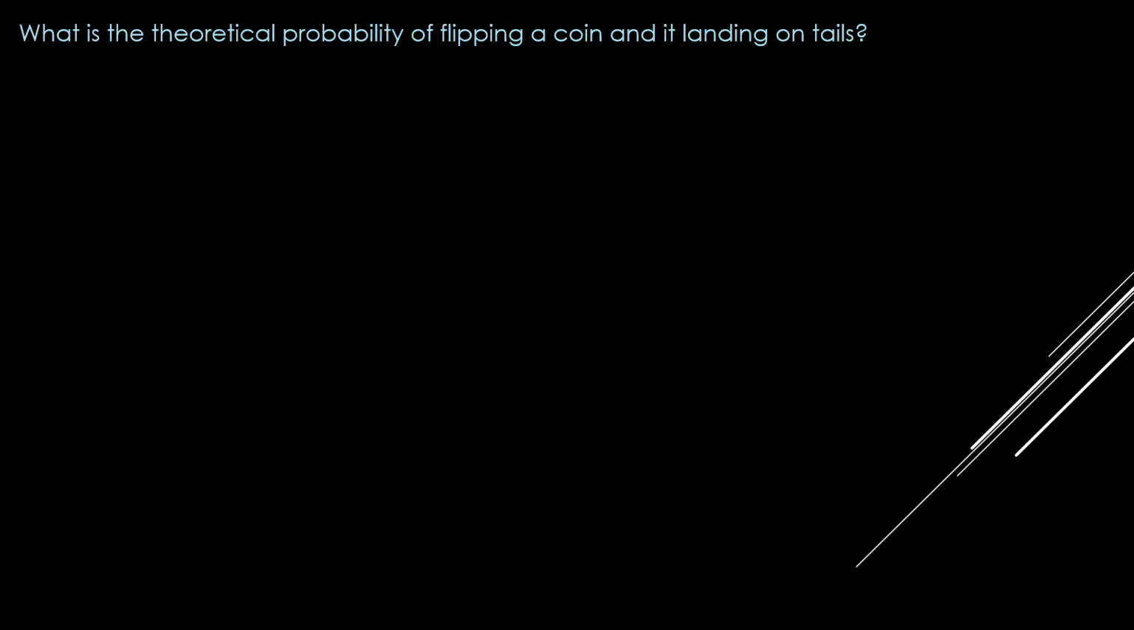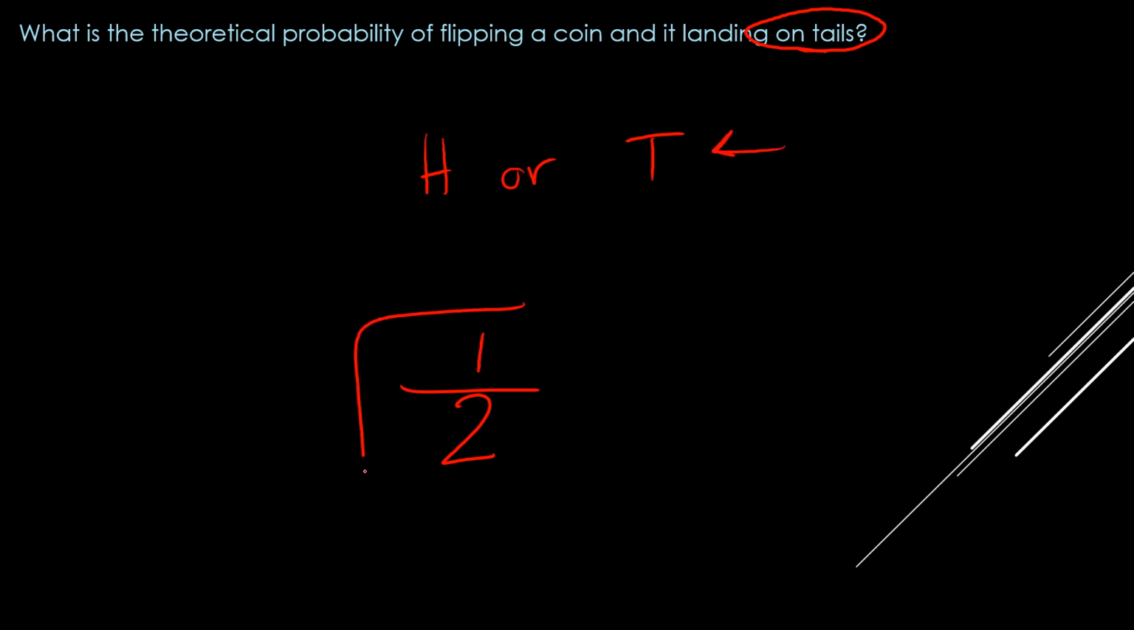Next question says, what is the theoretical probability of flipping a coin and it landing on tails? Well, when you flip a coin, it can either land on heads or tails, right? So you have two total possibilities when you flip a coin. And if I want to know the probability of it landing on tails, there's only one tails on a coin. So I would have a 1/2 chance of flipping a coin and it landing on tails.